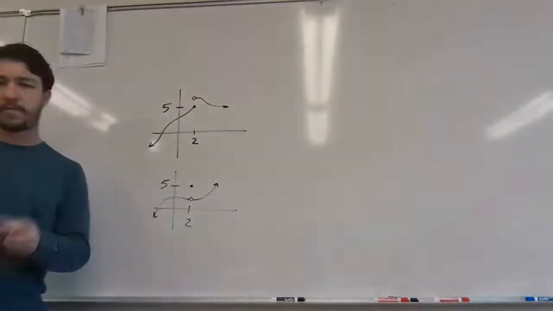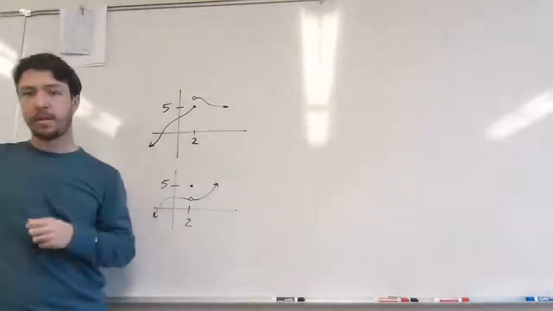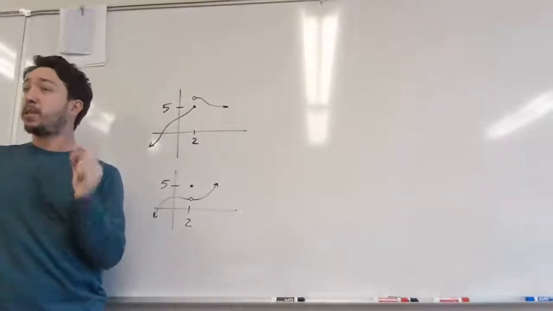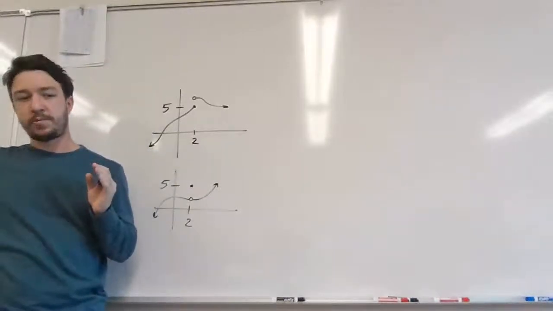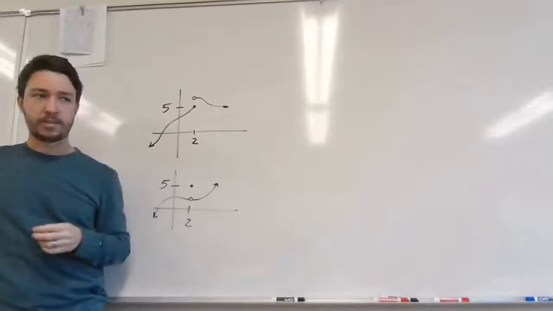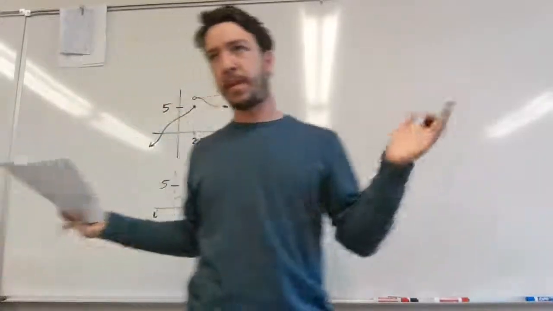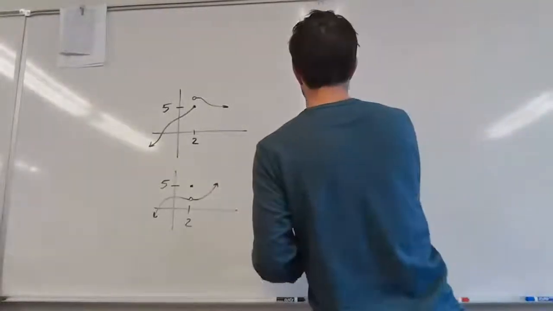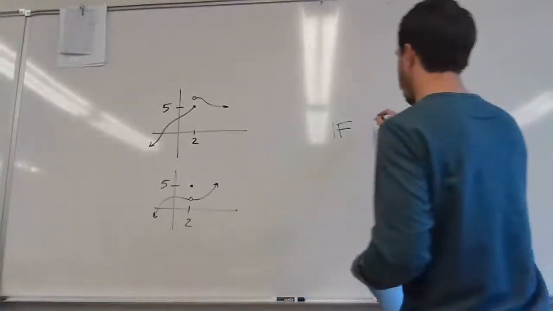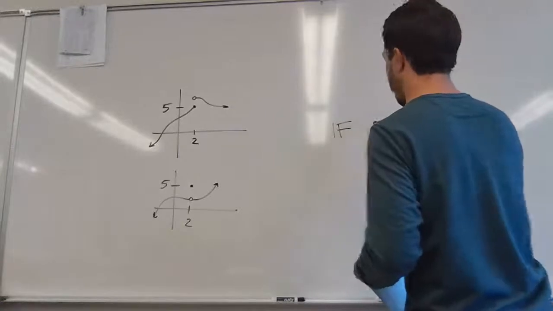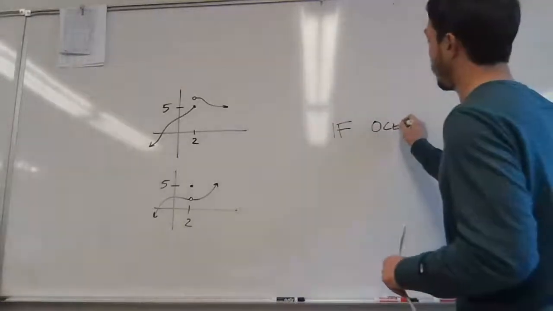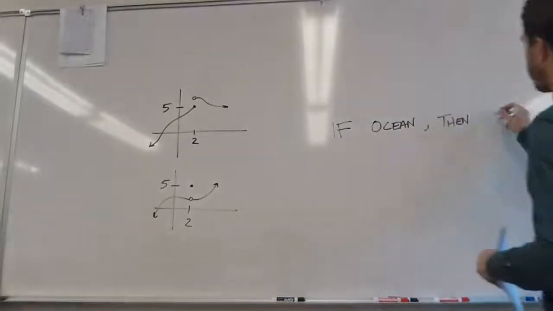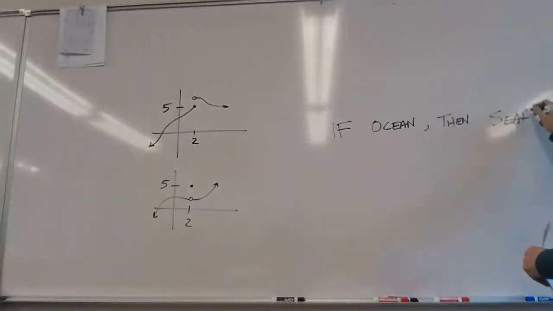Okay, let's review some logic first. This stuff is actually kind of undertaught nowadays, which is a little unfortunate. So consider this statement. I'm going to make a statement. If an animal lives in the ocean, then it's a seahorse. True or false?